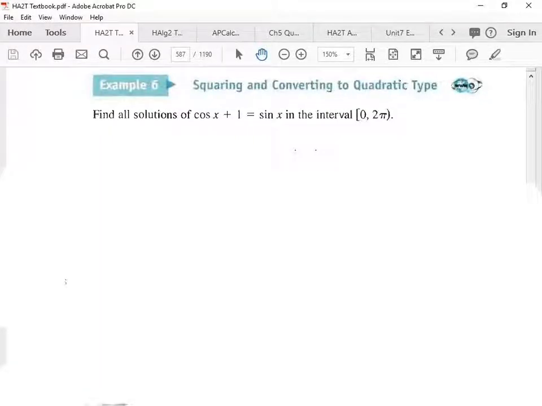This is almost like the last one. You see that? Do you see it? We have a cosine and a sine. What the heck? That's like saying x plus 1 equals y. Solve it. I can't, because it's two variables.